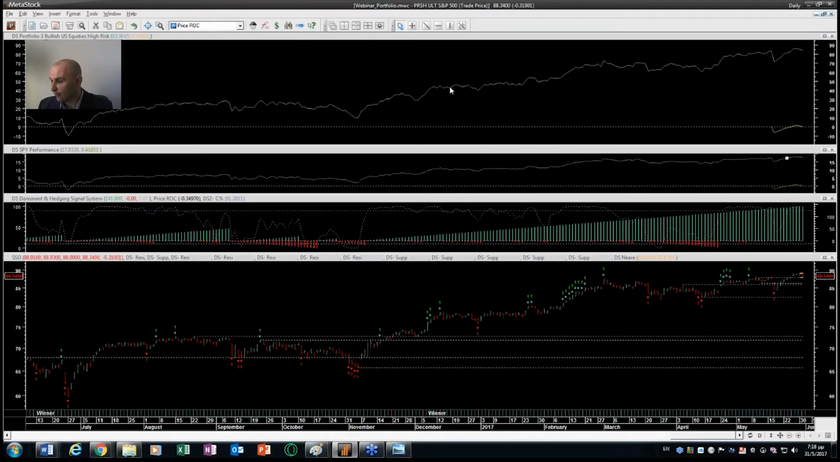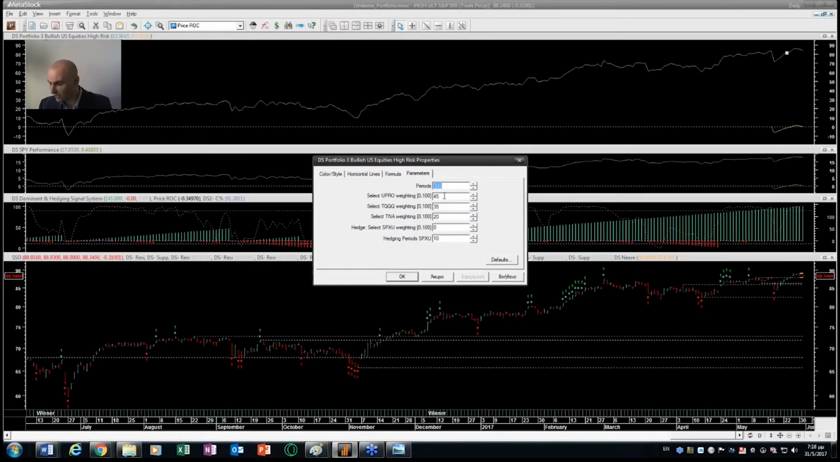Okay, now, here we see the weights. So the UPRO has a 45% weight in this portfolio. The TQQQ has a 35%, and the TNA a 20%. But as we saw, the exploration told us that this should be neutralized. One way to neutralize this is to take it down to 0 and not change anything here. Or you can add something to your hedge, which is the SPXU.